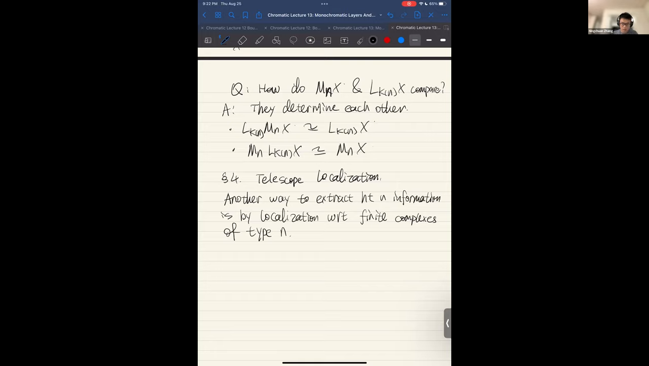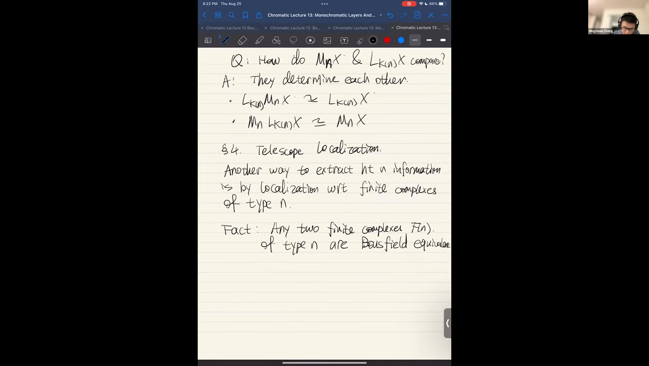They just say existence. So before we do any localization or state anything, there's a foundational fact. Any two finite complexes, let me call them F_n, of the same type n, are Bousfield equivalent. So this means when you do localization with respect to it, it doesn't matter which particular type n complex you choose, they're equivalent. And now we define: let v_n be a self-map of F_n. Of course, this is an abuse of notation, because it might not actually induce multiplication by v_n on the K_n homology, but let's just call it v_n.